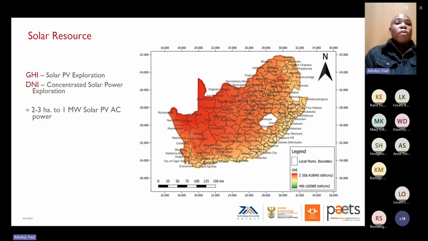The solar energy resource has two components: the global horizontal irradiance and the direct normal irradiance. Of course, we're not going into the nitty-gritties or the technicalities this morning. This is just high level.